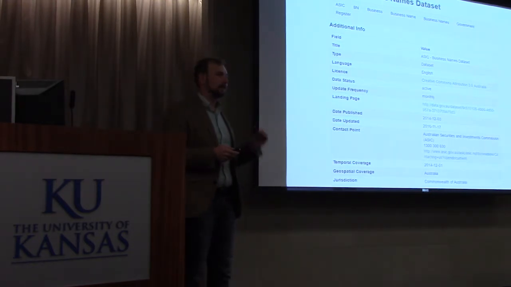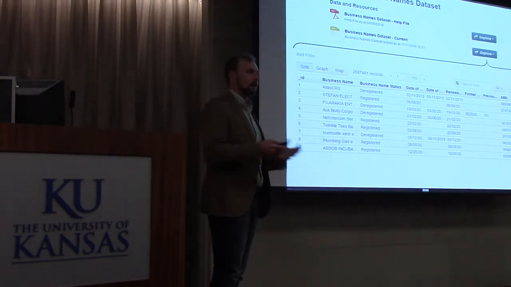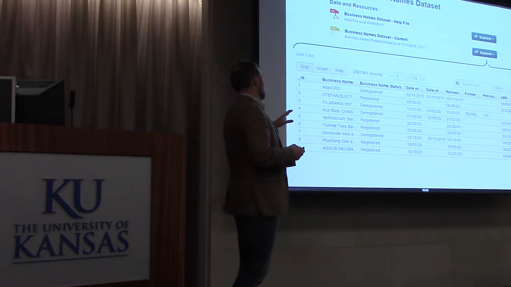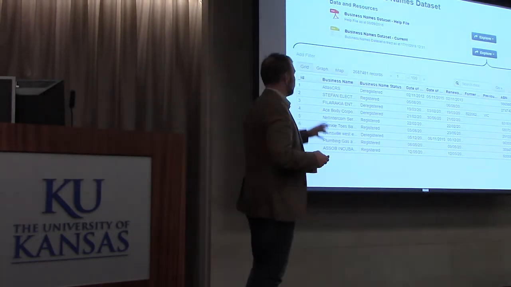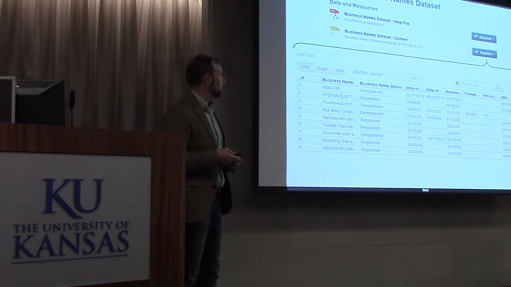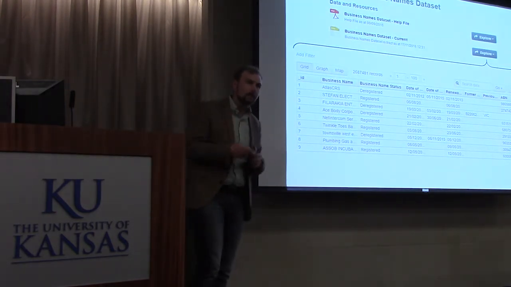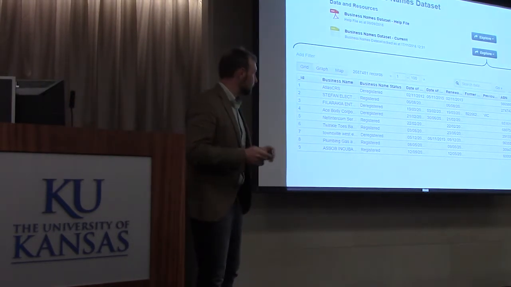How do I understand what this data set is? Well, I can see the data set, and that tells me something about it. I can look at the whole thing and I can go, okay, business name status. Well, what does a business name status mean? That was my first question. I'm not a member of the Australian Securities and Investments Commission. I don't know what that means. I'm sorry. I'm a computer programmer.